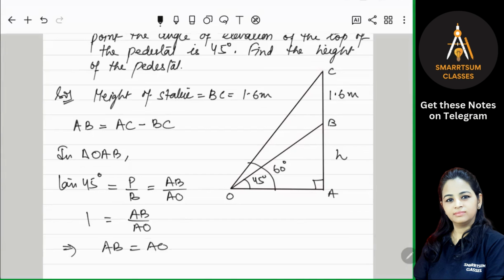And what is our AB? AB we have taken here as H. Is that clear? So suppose this is H and this is X, getting it? So you can say that H is equal to X. So this is our equation number 1.